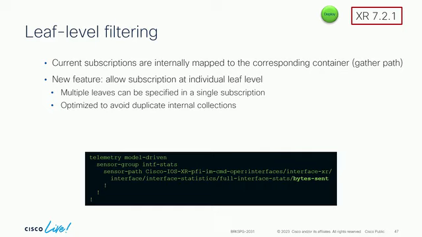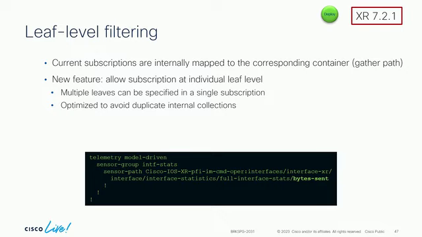Because resources are limited, we are trying to do other types of optimization, and from 7.2.1, we can do leaf level filtering. So you don't need to stream the whole container for BGP, for example. You can do the streaming only for particular leaves. And this will allow you to save a lot of data from the box, and not stream unnecessary information which you are not looking for. For example, bytes sent is the only parameter you are looking for, and there are 15 more, you don't care. So why should you stream it, and why should you use bandwidth for it?